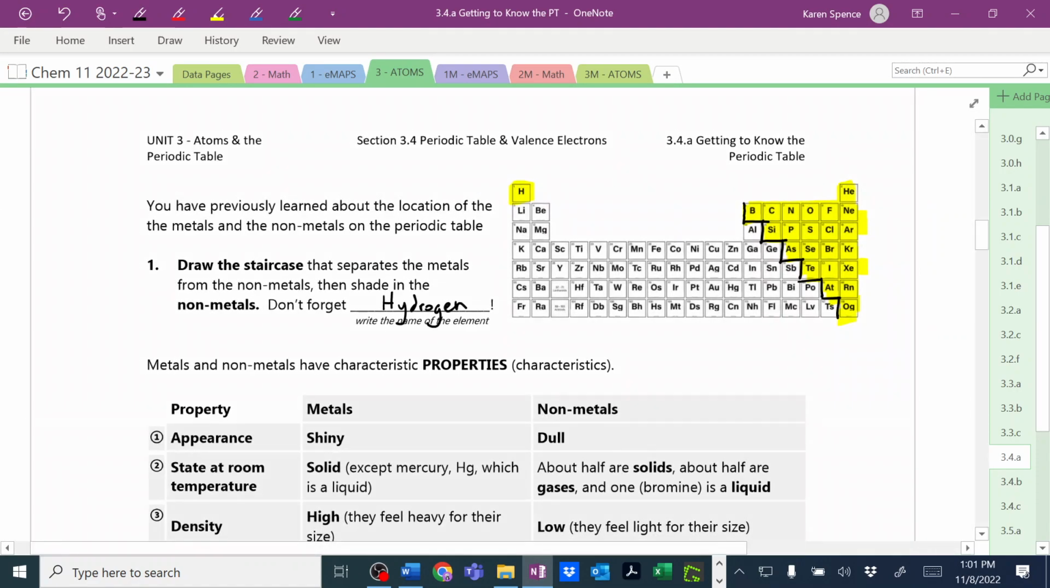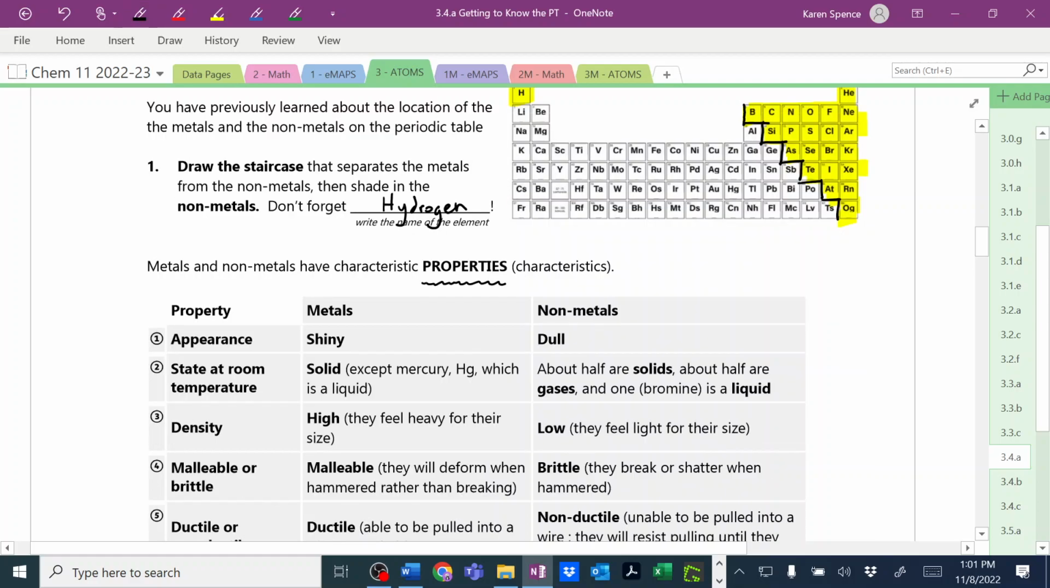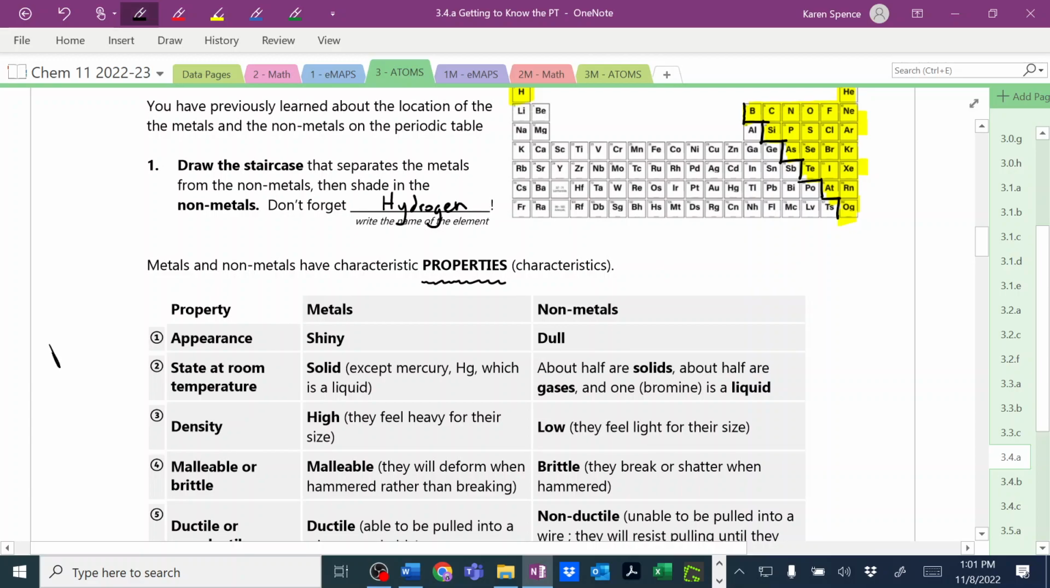Metals and nonmetals also have characteristic properties. What is a property? Aspect, characteristic, something like that. You are responsible for memorizing these. We're going to have a quiz on this next Wednesday.